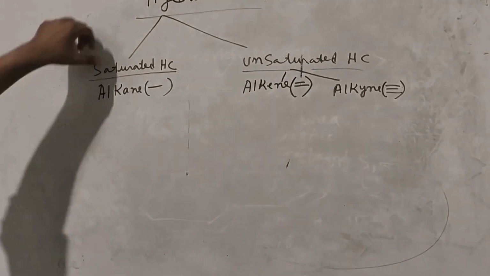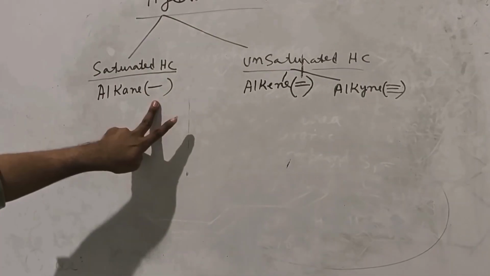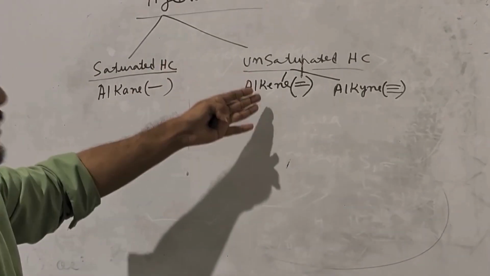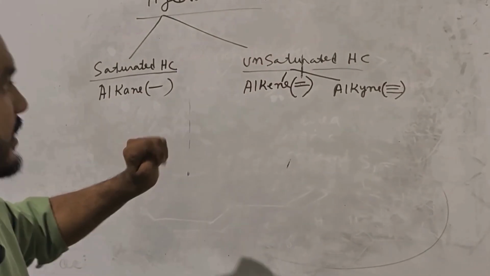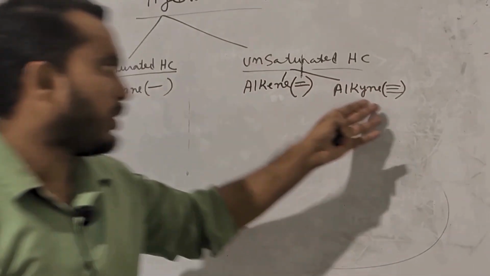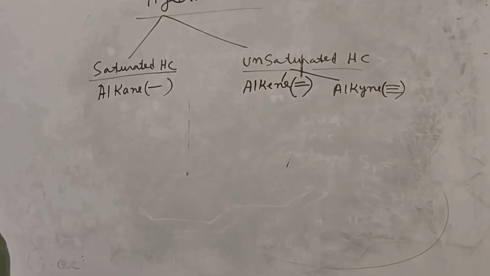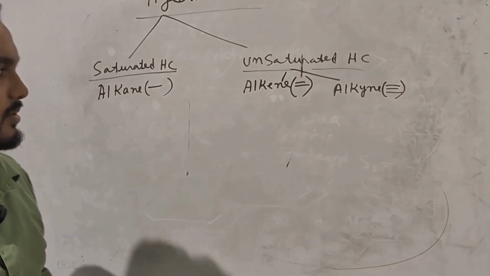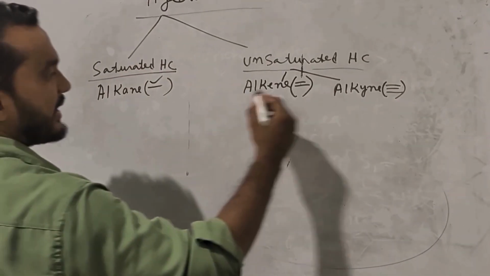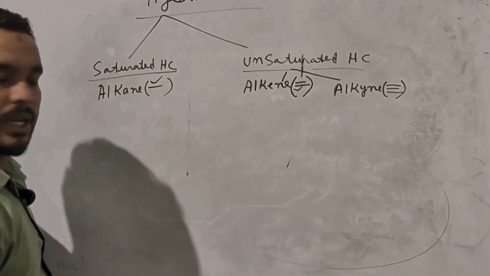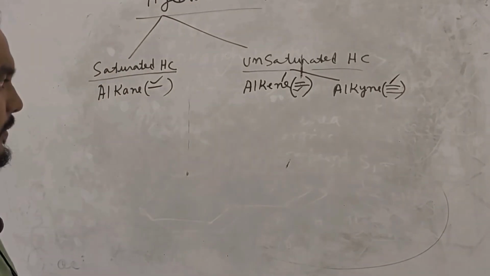That means in case of saturated hydrocarbons, there will be single covalent bonds. The hydrocarbon which is formed by double covalent bonds, or by triple covalent bonds, is called unsaturated hydrocarbon. So in case of alkane, there will be single covalent bonds. In case of alkene, there will be double covalent bonds. In case of alkyne, there will be triple covalent bonds.